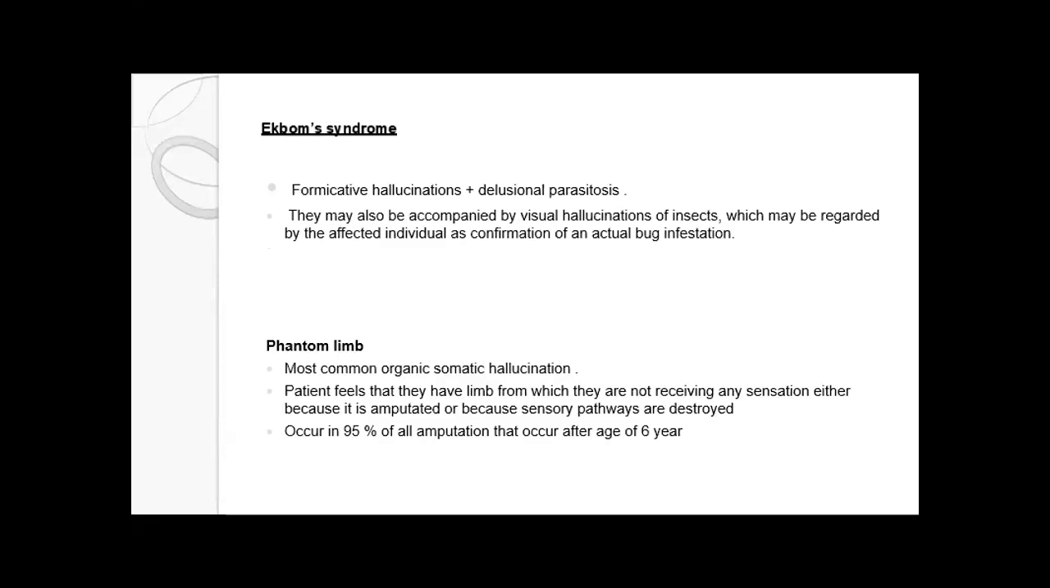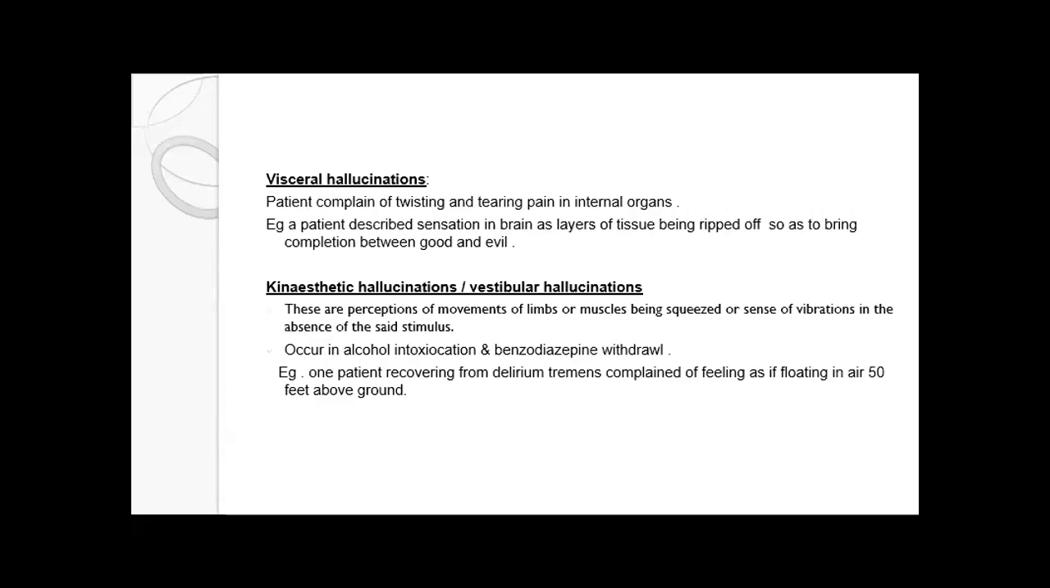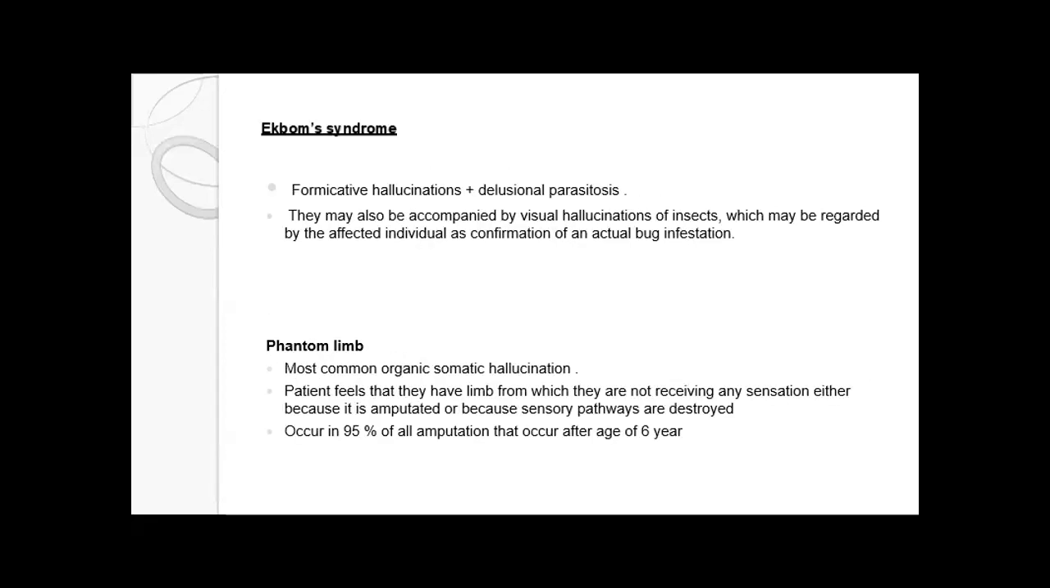And then there is Ekbom syndrome. This is formicative hallucination plus delusional parasitosis. This may be accompanied by visual hallucination of insects, which may be regarded by the affected individual as confirmation of the actual bug infestation. Phantom limb. This is the most common organic somatic hallucination. Patients feel that they have a limb from which they are not receiving any sensation, either because it is amputated or because sensory pathways are destroyed. It occurs in 95% of all amputations that occur after the age of 6 years.